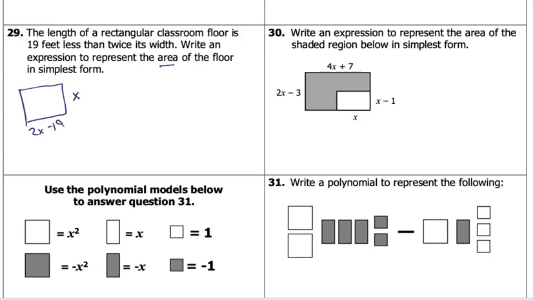Okay, and they want the area, so we're just going to multiply. I'm going to take the width and multiply it times the length. And I'm going to say that this is 2x squared minus 19x is my area. So I might say area equals, so capital A equals.